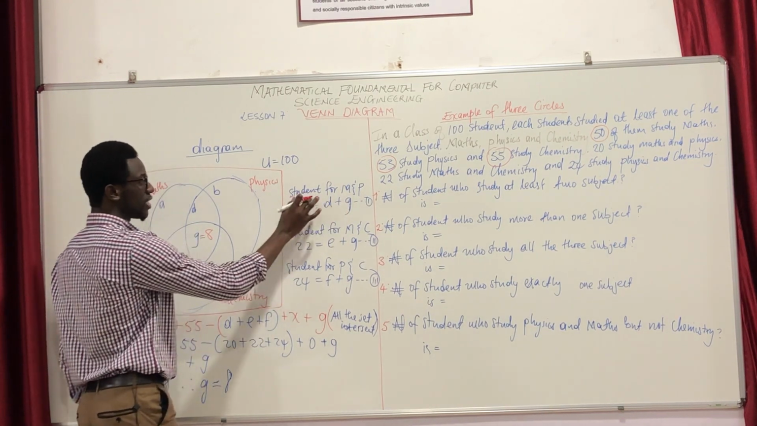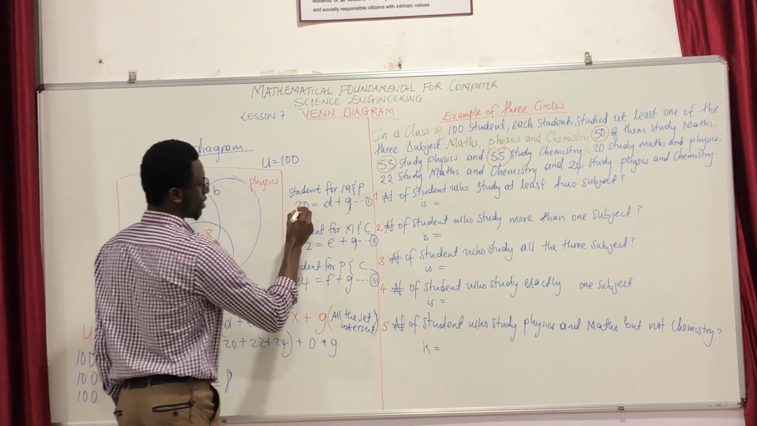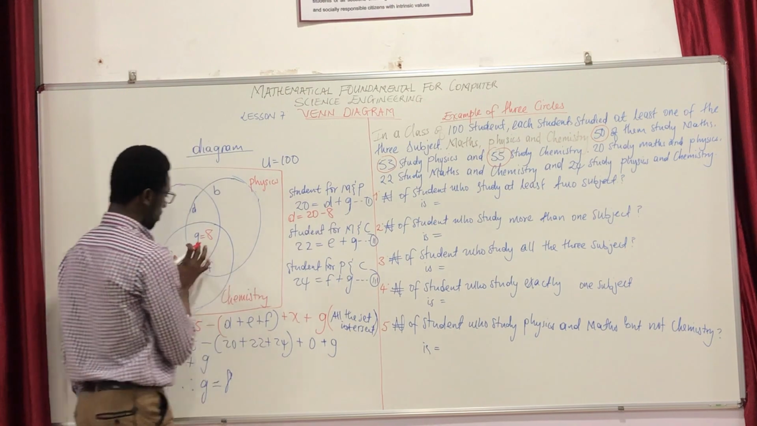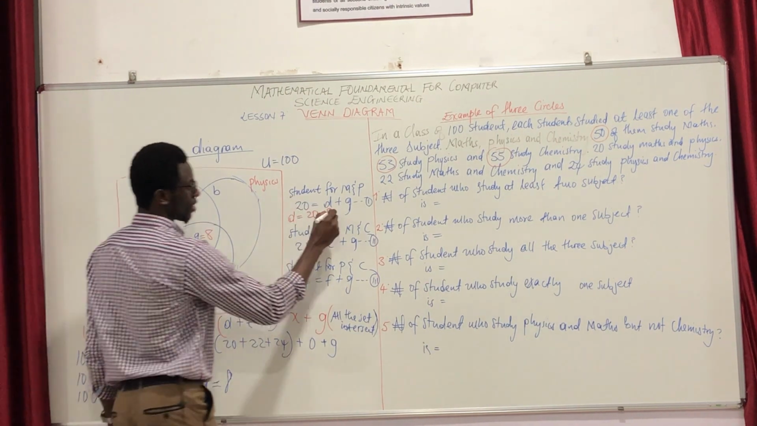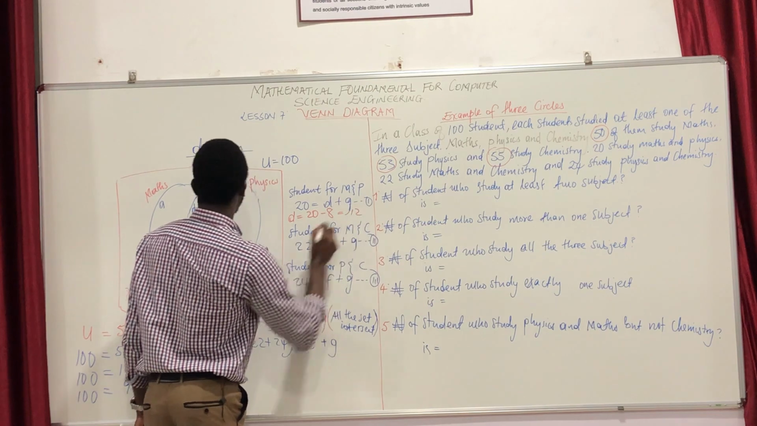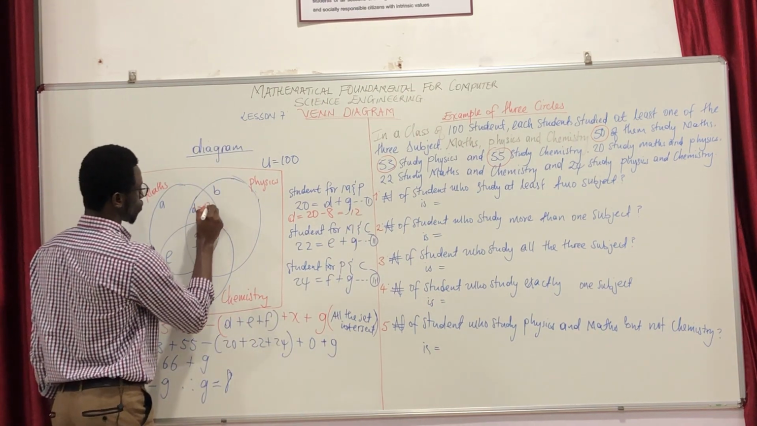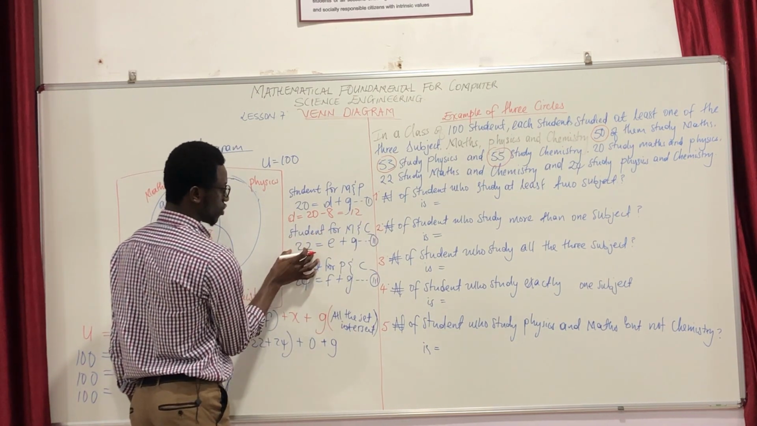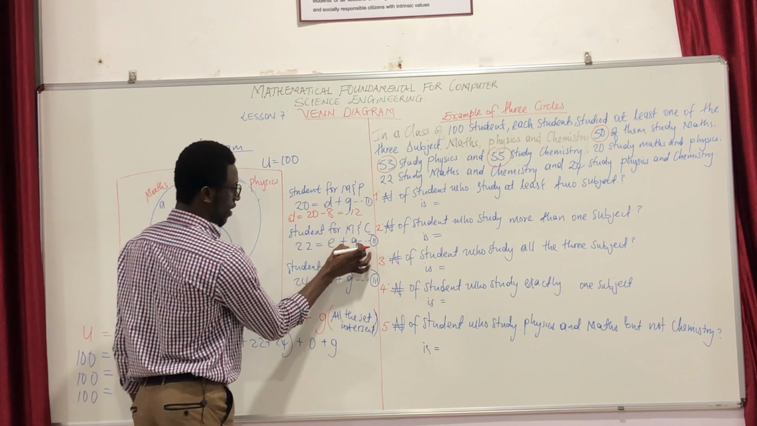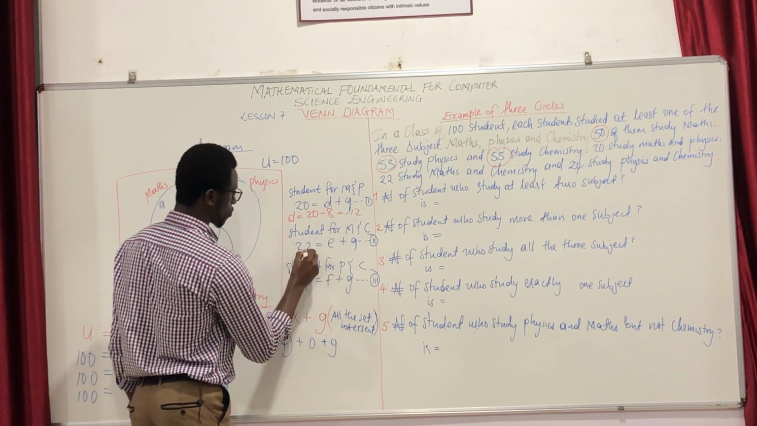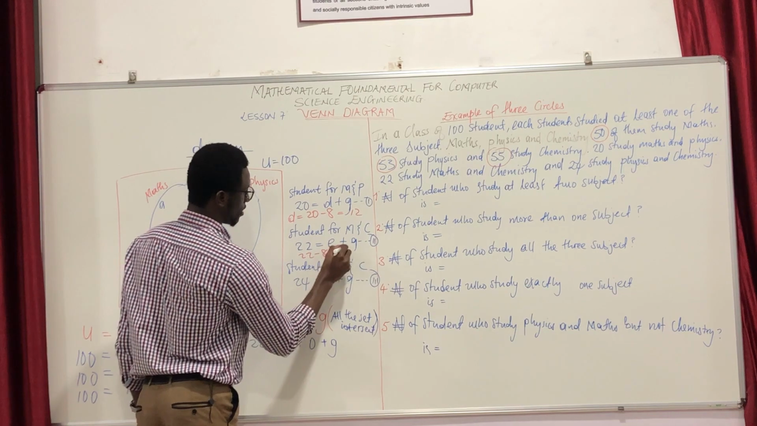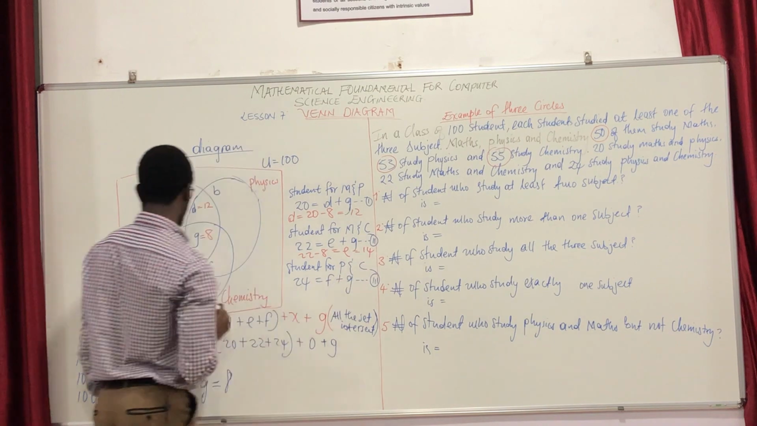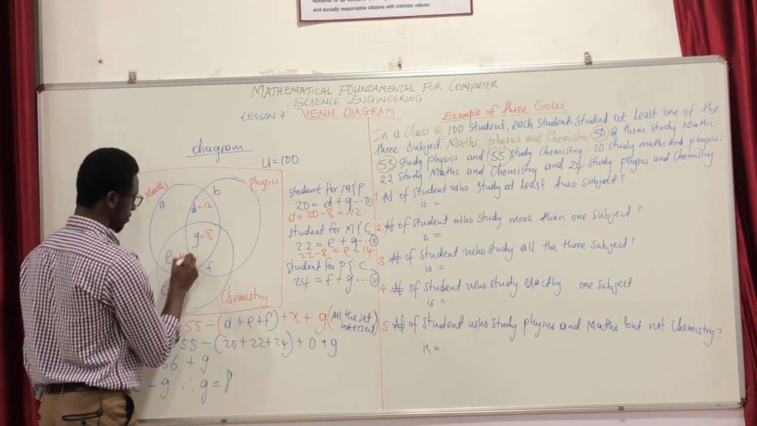So here for students studying math and physics, we say D is equal to 20 minus 8. This 8 is the intersection of the 3. So therefore D is 12. So here D equals 12. Students for math and chemistry, which is 22, is E plus G, but our G here is 8. So we say 22 minus 8 is our E. So 22 minus 8 here is 14. So our E here will be 14.